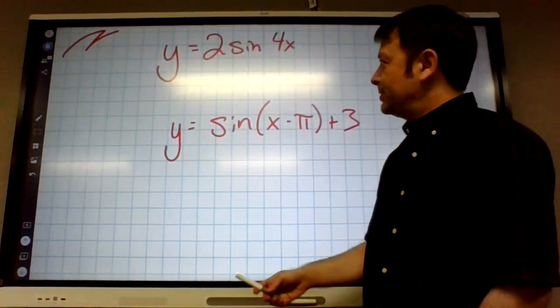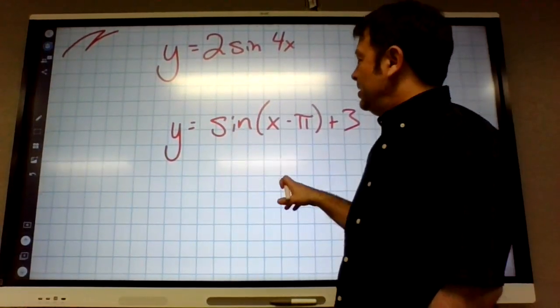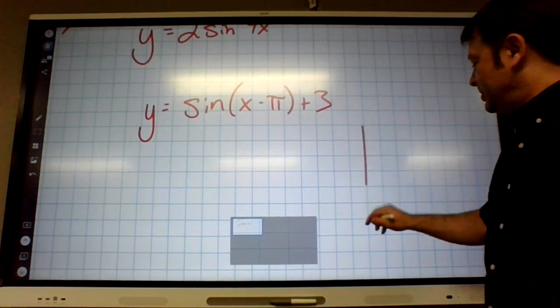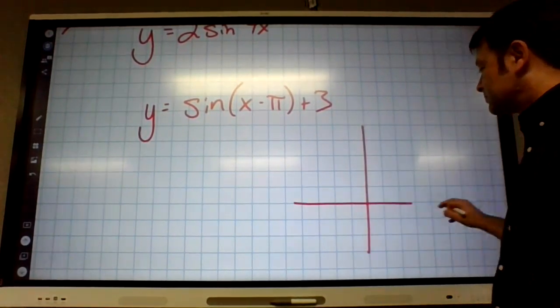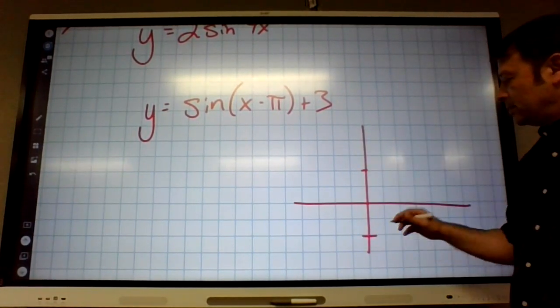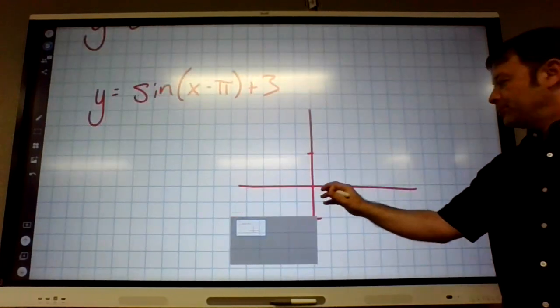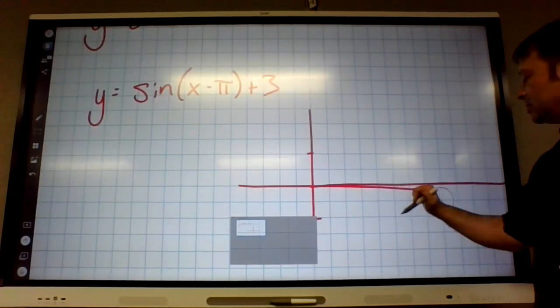So, just to review really quick, you guys remember what a sine graph looks like? Is that the wavy one? Wavy, yeah, sine and cosine are both wavy graphs. And you go to like 360?